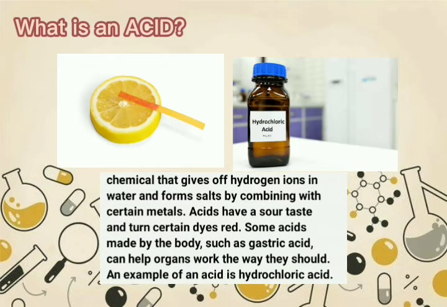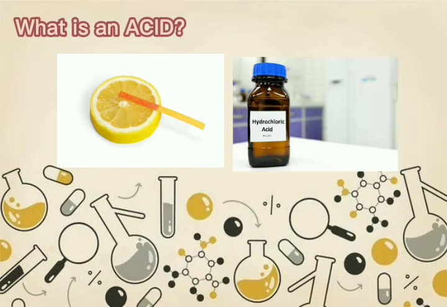What is an acid? It is a chemical that gives off hydrogen ions in water and forms salts by combining with certain metals. Acids have a sour taste and turn certain dyes red. Some acids made by the body, such as gastric acids, can help organs work the way they should. An example of an acid is hydrochloric acid.